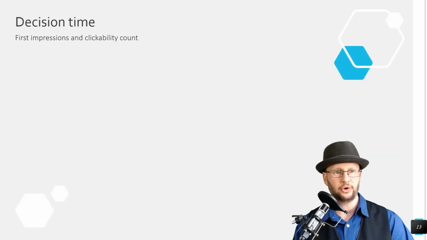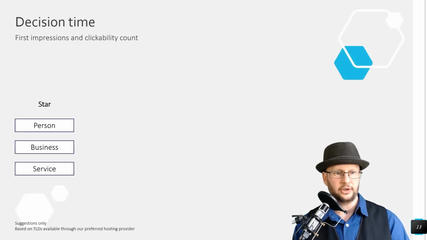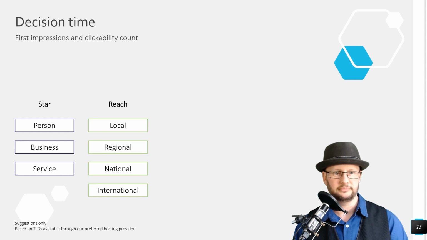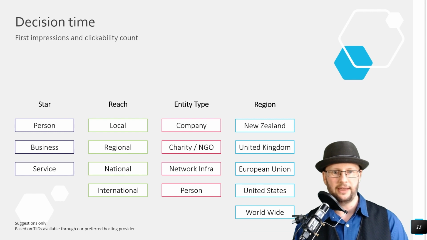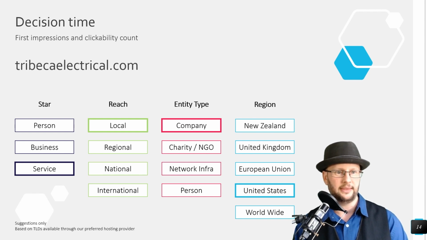Finally, let's put it all together. So pick the star of the show, pick the reach, pick the entity type, and then pick the region. So let's take a look at a service-based company that's in the United States. And that might become Tribeca Electrical. Tribeca, the region, the service, which is electrical services, and it's in the US, so it just has a .com.